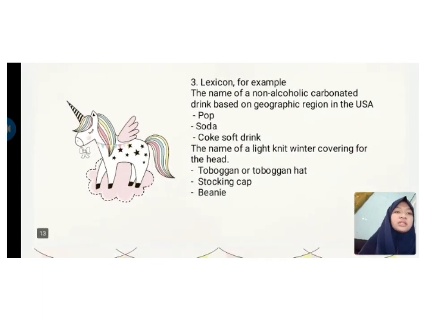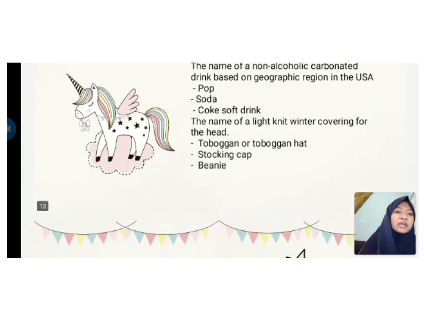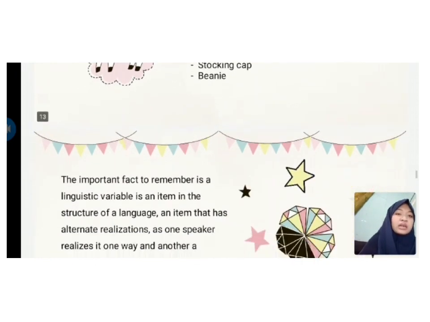The next slide is lexical. For example, the name of non-alcoholic carbonate drink based on geographical region in USA. There are pop, soda, coke, and soft drinks. And the name of a light night winter covering for the head are toboggan or toboggan hat, stocking cap, peony.